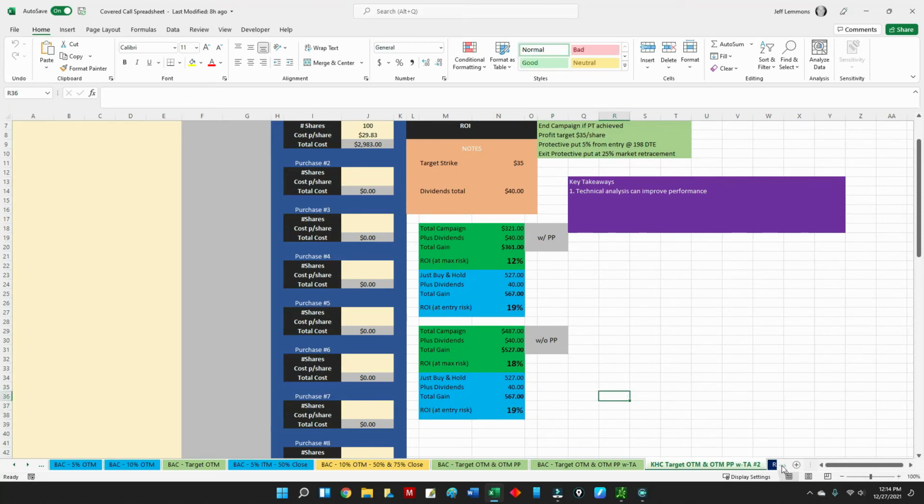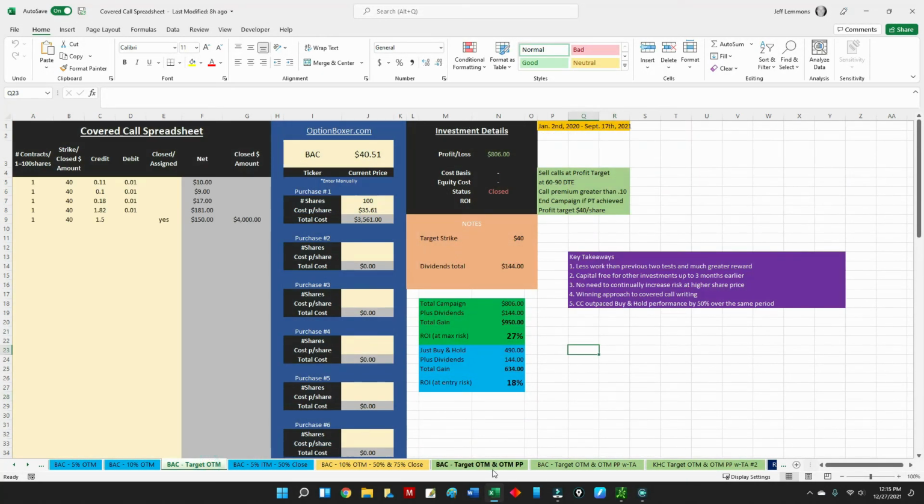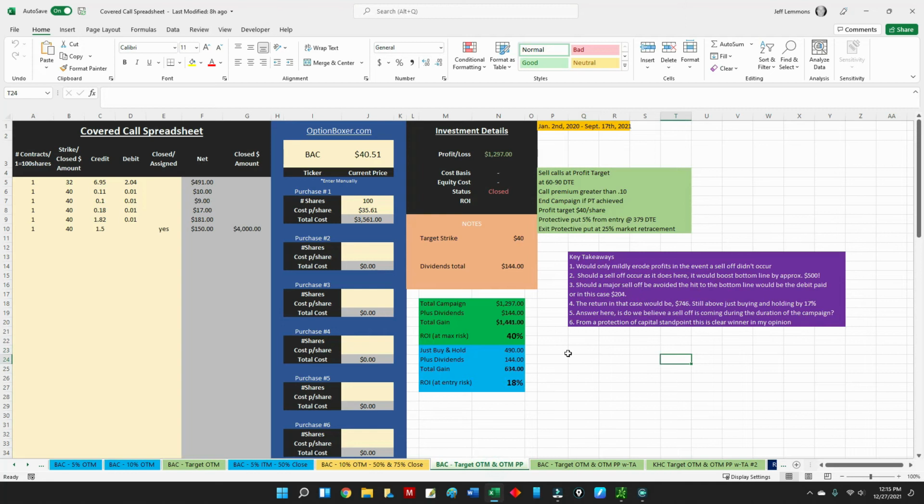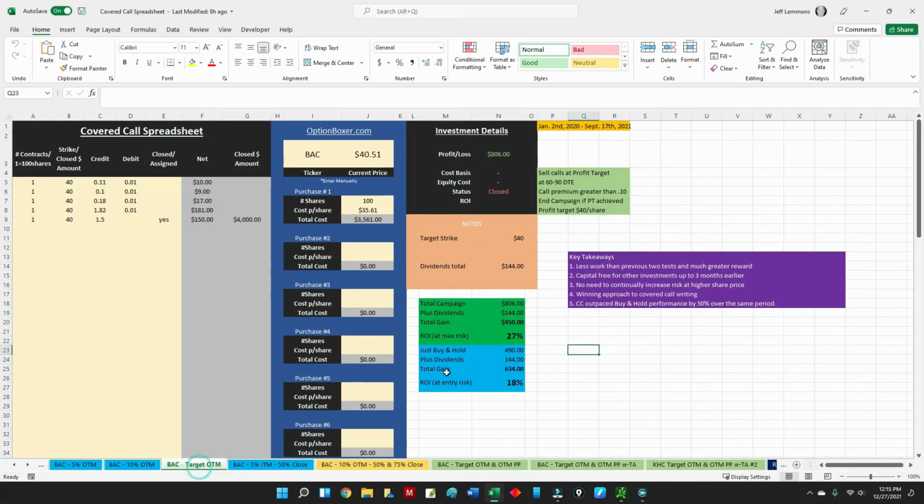So I think all in all, the best way I found to trade this is if you suspected a market decline, to have that protective put in place. If you didn't suspect a market decline, if you thought the market was stable, which I don't know that I've ever felt like the market was stable, but if you did feel like it was stable, the absolute best approach to trading the covered calls is trading it with that target in mind.